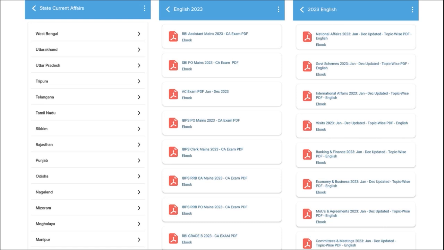After the exam, we also make sure to provide you with the exam analysis. Then for the students who are preparing for state exams, they will be also benefited here, as we will make sure to provide state-wise current affairs for them. Apart from this, we also make sure to cover the topic-wise current affairs such as national affairs, government schemes, international affairs, banking and finance, economy and businesses, as these are the topics from which the examiner definitely asks the questions, and these are covered on the monthly basis.